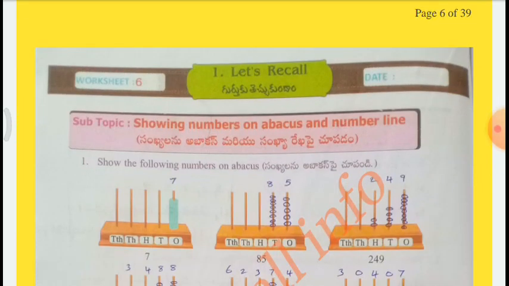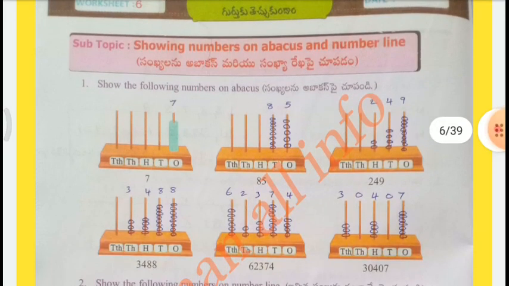Worksheet 6. Subtopic: showing numbers on the abacus and the number line. Ones, tens, hundreds, thousands, ten thousands. Seven: ones place, seven rings. 85: five is in ones place, eight is in tens place. 249: nine is ones place, four is tens place, two is hundreds place.